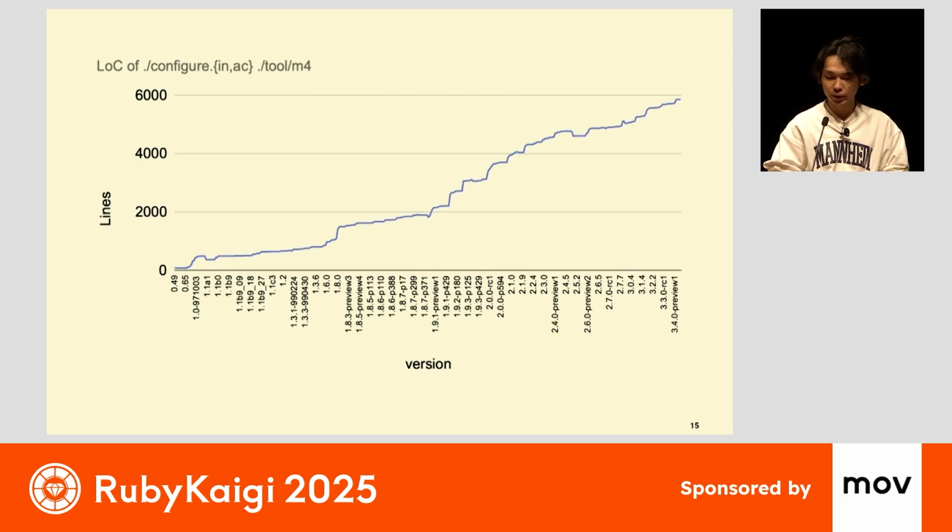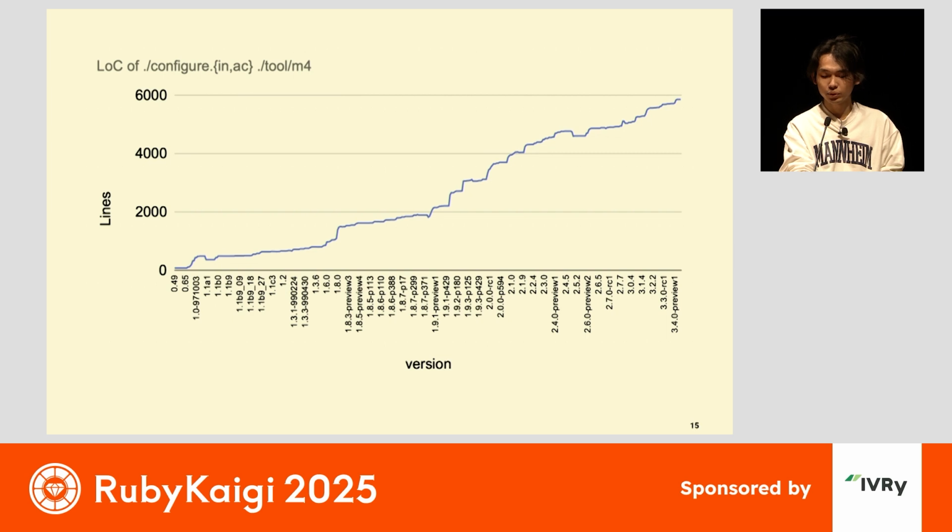Here's another interesting data point. This graph shows the number of lines in the configure.ac over time. It's approaching 6,000 lines now. What's interesting is that this growth trend looks very similar to the configure time graph we just saw. This correlation makes sense because more feature detection code in configure.ac leads to more checks being run during the configure time. So this is one of the reasons why we need to think about a better way to handle feature detection.